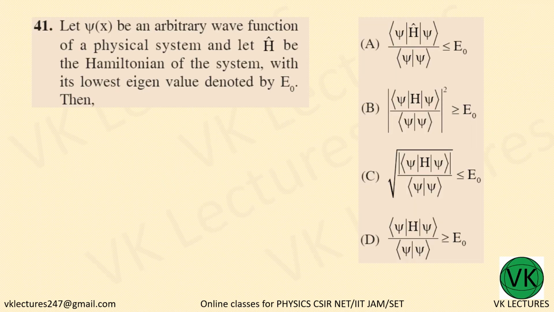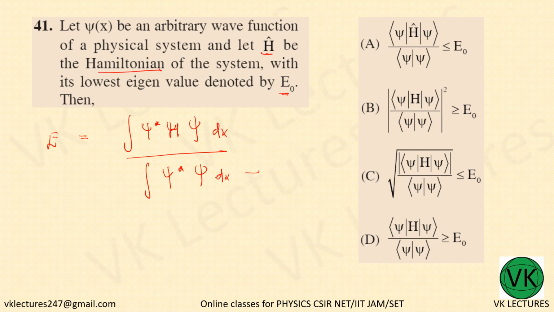Let psi of x be an arbitrary wave function of a physical system and H be the Hamiltonian of the system with lowest eigenvalue denoted by E naught. Now how to find out energy? Energy is nothing but integral psi star H psi dx divided by integral psi star psi dx. Now the denominator is nothing but probability, and psi star H psi dx. This is how you find out energy.